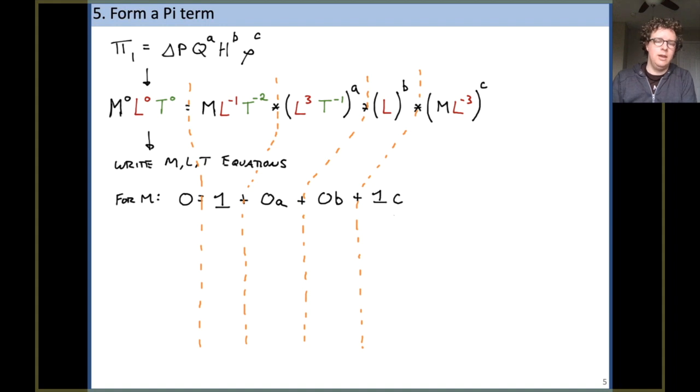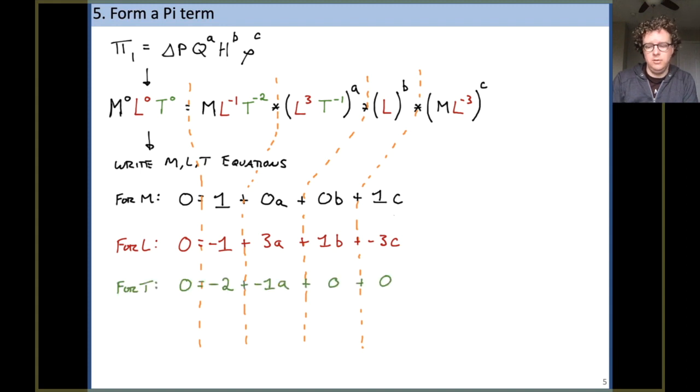So for mass, we have 0 on the left-hand side because we have an M to the 0 to the left of the equal sign. Then in the first term on the right-hand side, we have a 1 because that's mass raised to the first power. The second term, we have 0 times a because there is no mass, so M to the 0 in that case. Third term, we similarly have 0b, and in the fourth term, we have 1c. That's going to be our strategy moving forward. So that was the mass equation. Similarly, you can write these out for length and time.